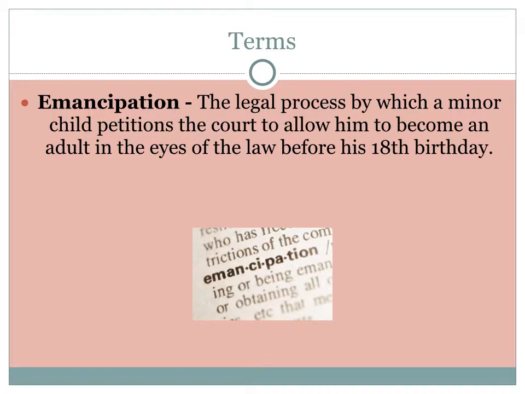Emancipation. Emancipation is the legal process by which a minor child petitions the court to allow him to become an adult in the eyes of the law before his 18th birthday.